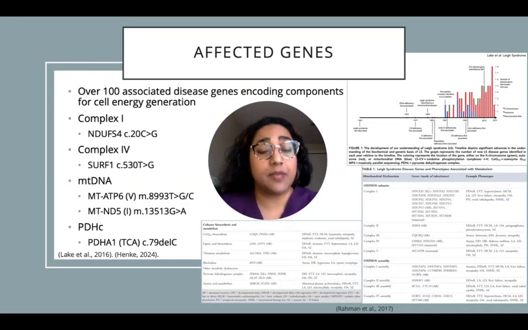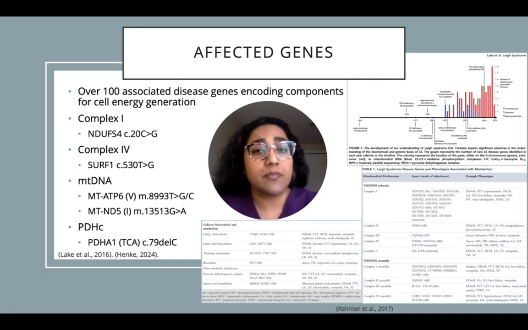Since every cell in the body, except red blood cells, has mitochondria, they are all affected by primary mitochondrial disorders like LS. The number of genes associated with LS mitochondrial health and respiration number over 110, with new ones continuing to be added to the list. Most of these genes encode proteins that function in 5 complexes within the electron transport chain, or ETC, at the inner membrane of mitochondria. Mutations leading to deficiencies in complexes 1 and 4, certain mitochondrial DNA, and in the pyruvate dehydrogenase complex are the most common causes of LS.